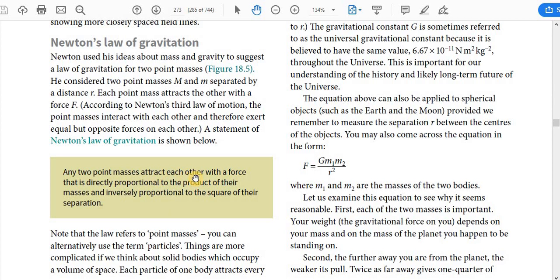Any 2 point masses attract each other with a force that is directly proportional to the product of their masses and inversely proportional to the square of their separation. Now that is given by this equation. A statement of Newton's law of gravitation is shown below. So any 2 point masses, let's say the mass of body 1 is m1, mass of body 2 is m2. So any 2 point masses attract each other with a force, here is the force F, with a force that is directly proportional to the product of their masses.